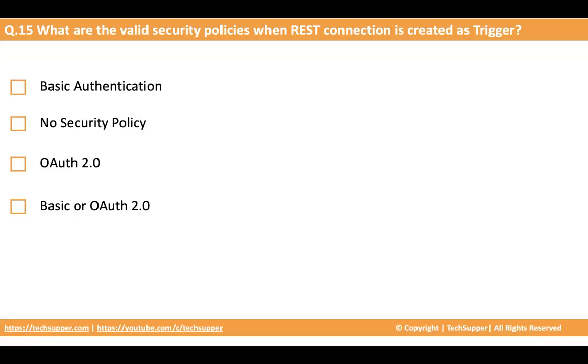So correct answers are basic authentication, OAuth 2.0, basic or OAuth 2.0. When you expose your REST integration in Oracle Integration, all the REST APIs are secured, either basic authentication or OAuth. You cannot expose unsecured REST APIs in integration. Hence, no security policy is not an option. Okay, what is the next question?